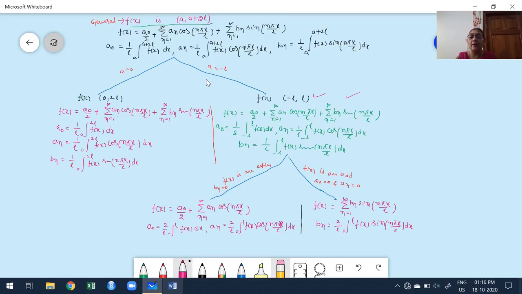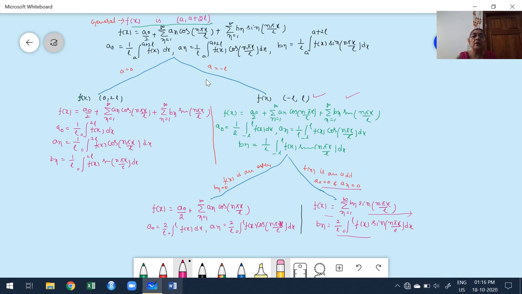Suppose the function is odd. Then I can directly write a0 and an as 0, and immediately we get a very simple expression for the Fourier series. I only have to find out bn. While finding bn, it is 2 by L, integral from 0 to L of f of x sin of n pi x by L with respect to x. Now, only based on the interval, I have to decide.